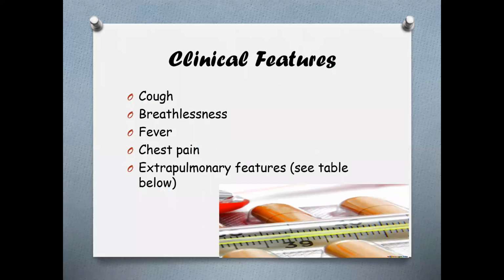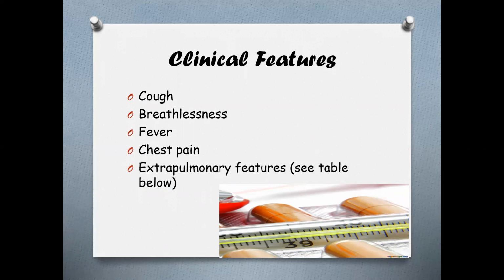Clinical features of pneumonia include a cough. The cough may be dry or productive. Hemoptysis can occur. In pneumococcal pneumonia, sputum is characteristically rust-colored. So just take note that the cough may be dry or productive, and hemoptysis may occur, although it's not always seen. Breathlessness: the alveoli become filled with pus and debris, impairing gas exchange.